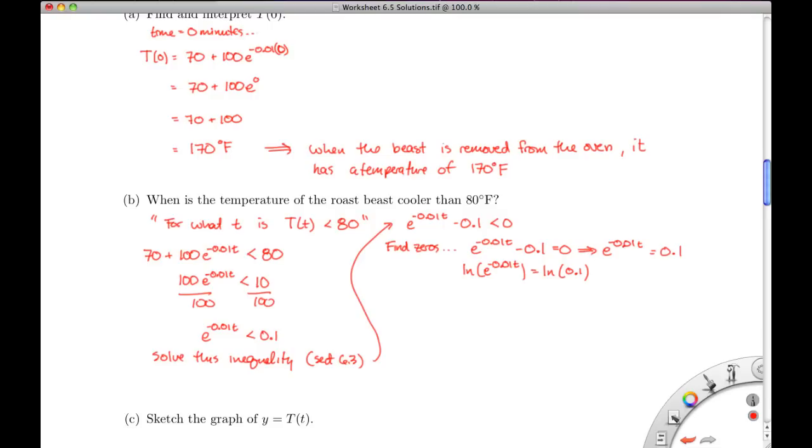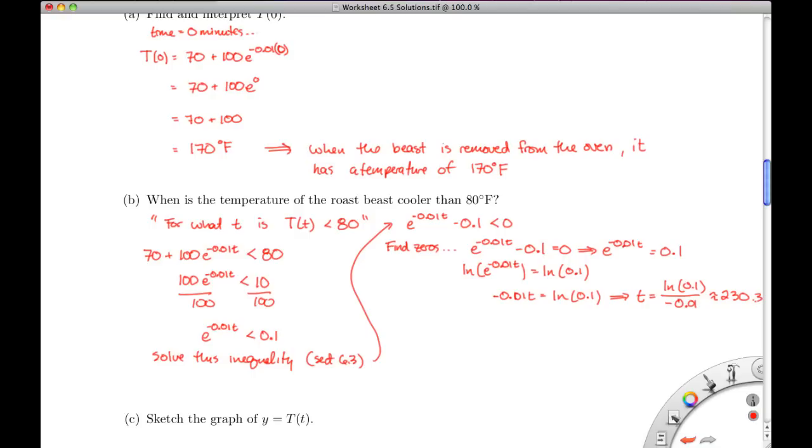On this side, we've got the ln of e, so they're going to undo each other. We've got negative 0.01t is equal to the ln of 0.1, which gives us t is equal to the ln of 0.1 divided by negative 0.01, and we would get approximately 230.3. So what this tells us is that somewhere after 230 minutes, the temperature of our roast beast has dropped below this.